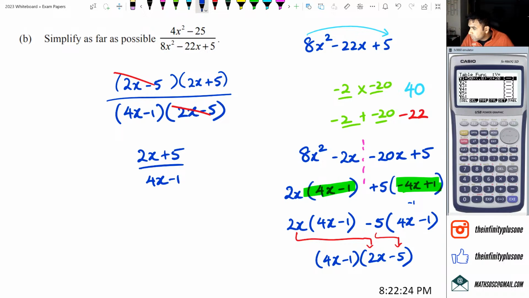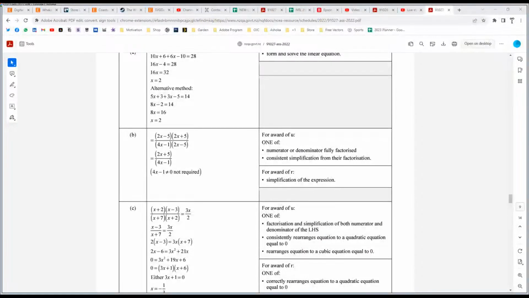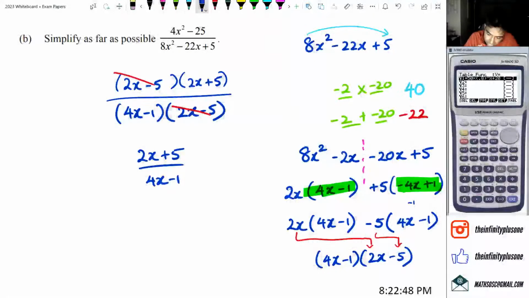Now, grades-wise, is this an achieved question or a merit question? Definitely a merit question. For achieved, you just need to get either the top line correct or the bottom line correct. And for merit, you just have to cross out that common factor. Once you do that, you are looking at a merit.